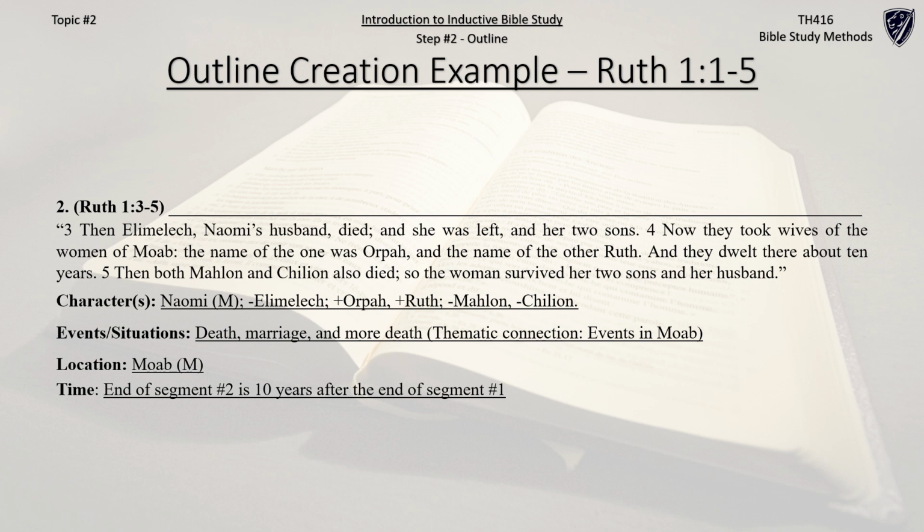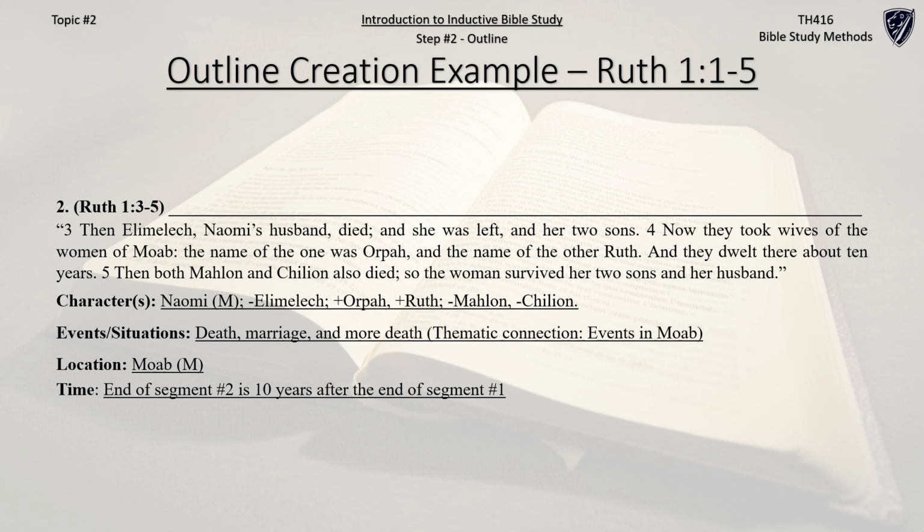So we've got Naomi. Now, I've listed Naomi as the main character. Why? Because even in the beginning, in verse 3, Elimelech is described as Naomi's husband. Before it was Naomi was Elimelech's wife. Now it's Elimelech is Naomi's husband because, of course, in this passage he dies. So he's no longer the main character. Naomi's the main character. Elimelech, you see I put a minus sign in front of his name because he's taken out. He's gone.